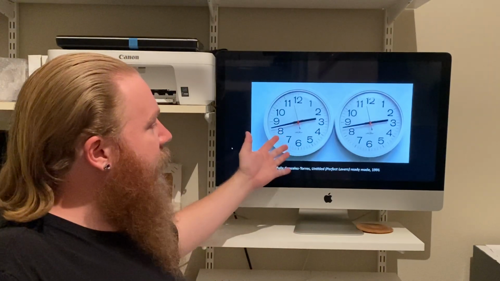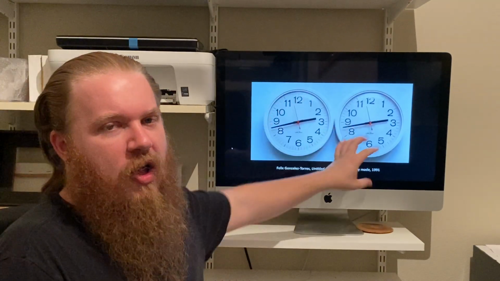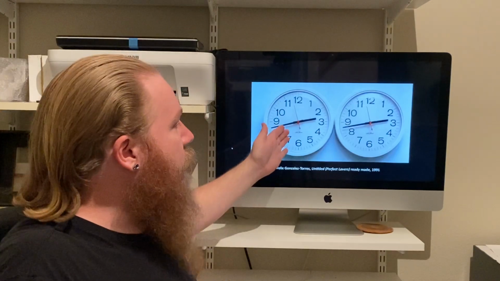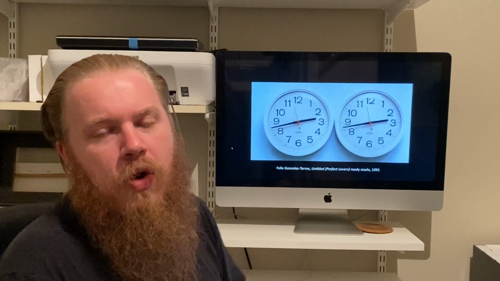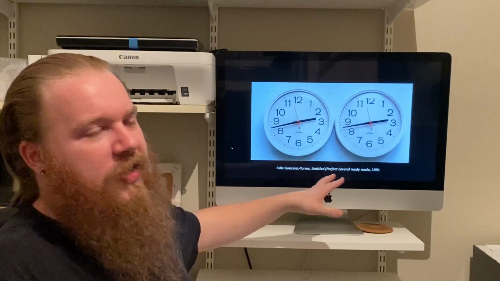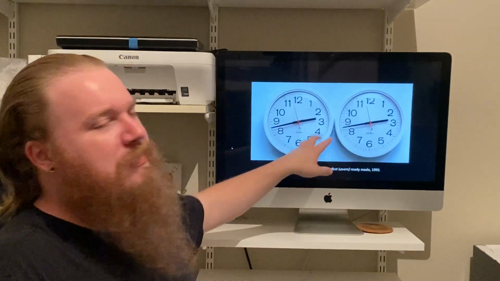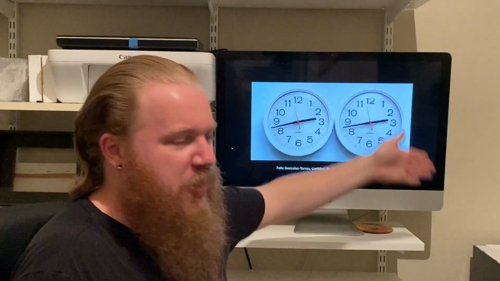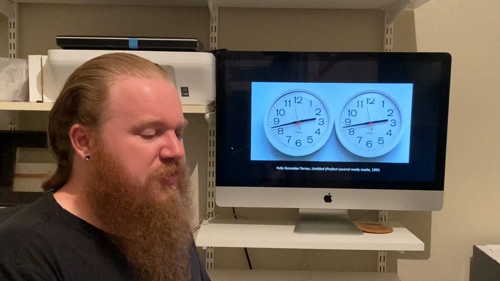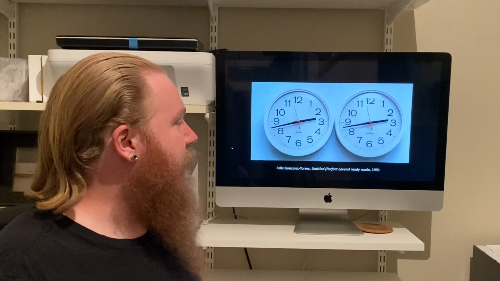And he created this work of art by placing two clocks next to each other, and one of the clocks is stopped at the exact time that his lover died, while the other one continues to go. And so here we can see them just before one of them was started. So they both started at the same time, and then one is perpetually going, and it will stop whenever Felix Gonzalez Torres dies himself.